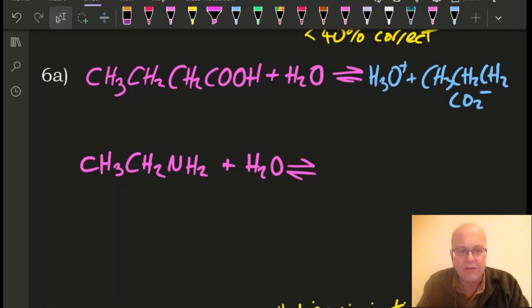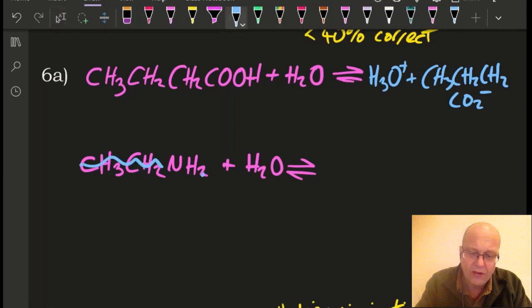And what about this ethylamine? You've never even heard of that. Most teachers don't mention it. I don't think I mentioned it. Well, it does look a bit like ammonia, doesn't it? If you were to knock that off and put another hydrogen on, it's basically ammonia, and I'm sure you covered that.